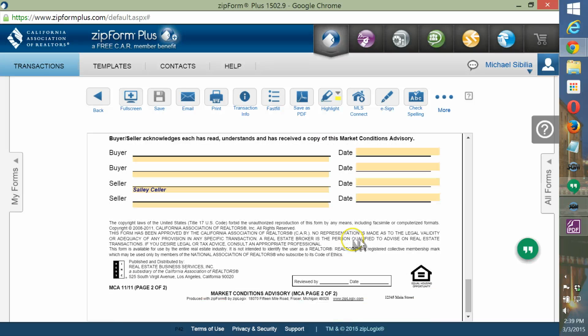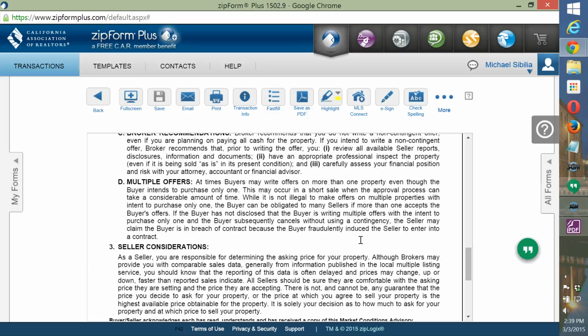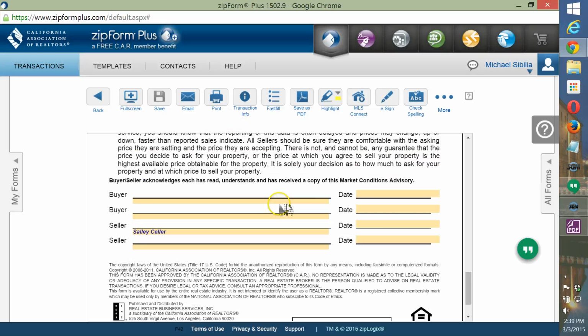Right, so there are ways to get out, but there's nothing, it says it's not illegal. Fine line. But if the buyer has not disclosed that the buyer is writing multiple offers with the intent to purchase only one, and the buyer subsequently cancels without using a contingency, that's the operative phrase, the seller may claim the buyer has breached the contract. So you just need to do it wisely. But generally, it's better not to do that. And then there's a thing for the seller.